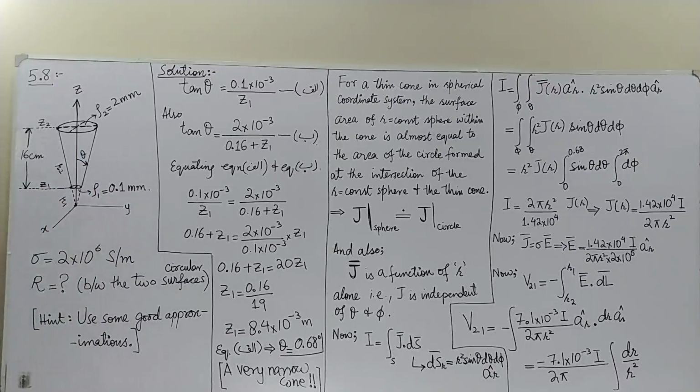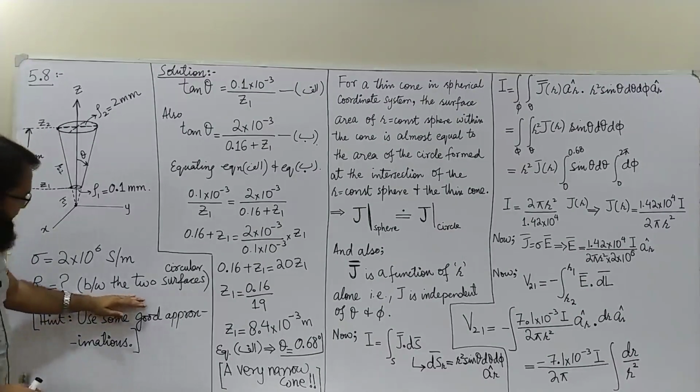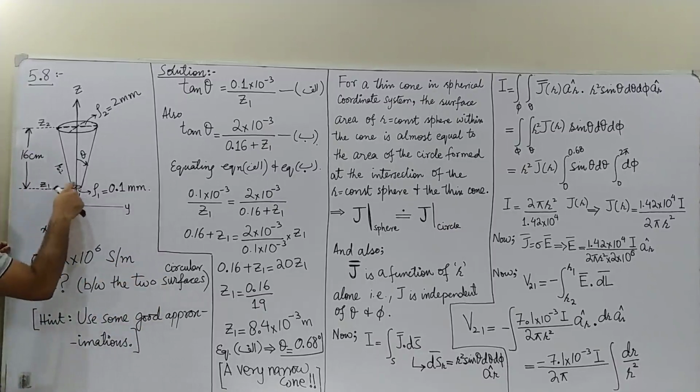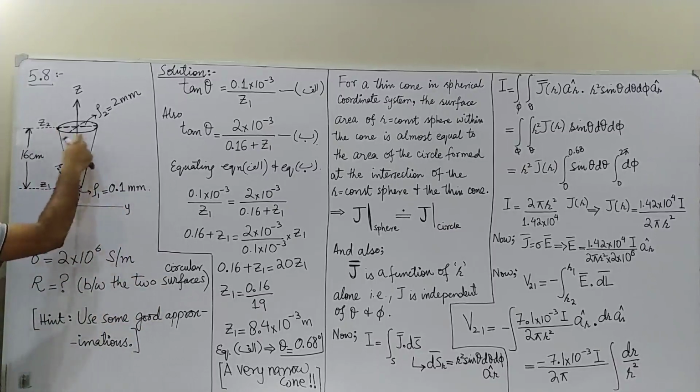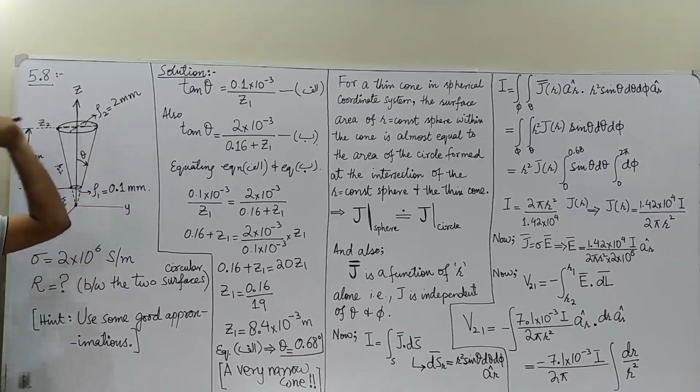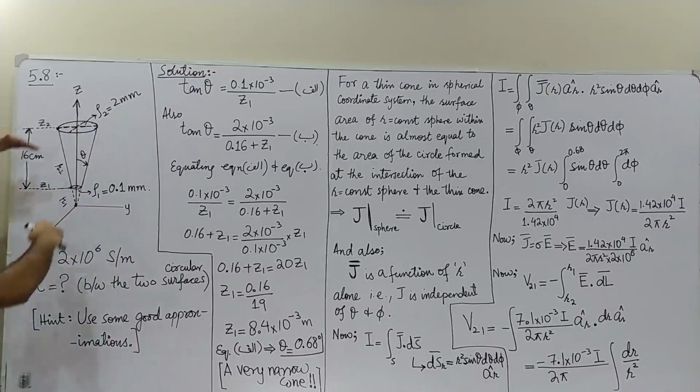There's a smaller circle. All right. The other thing which has been given to us is the conductivity of the material with which this cone has been made. We have to find resistance between the two circular surfaces, the circular surface at the bottom whose radius is 0.1 millimeter, and the circular surface at the top whose radius is 2 millimeter. We have to find resistance R, capital R.